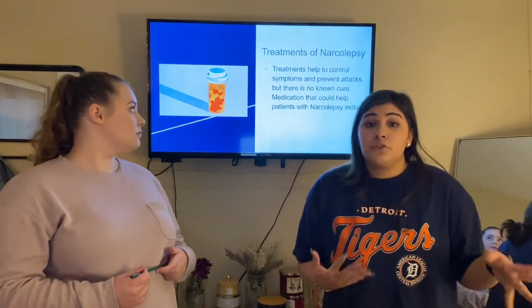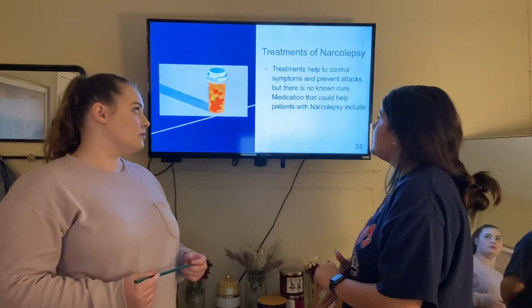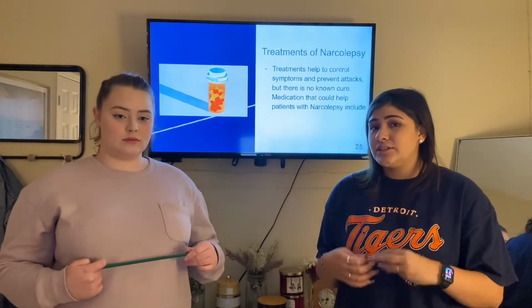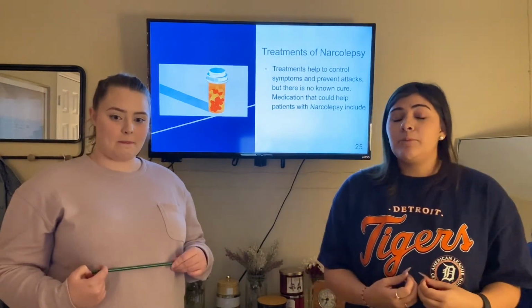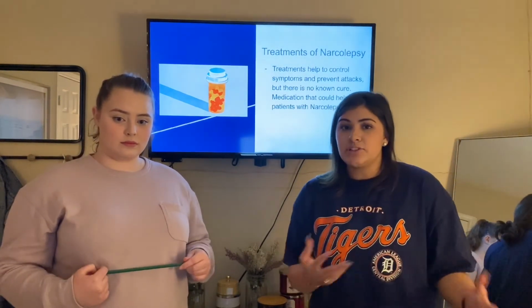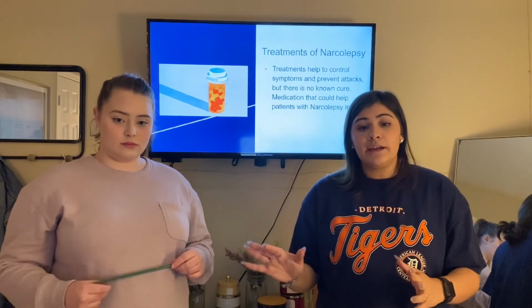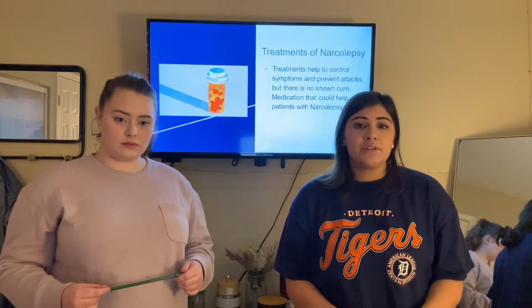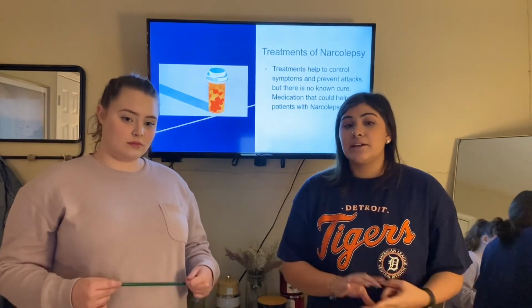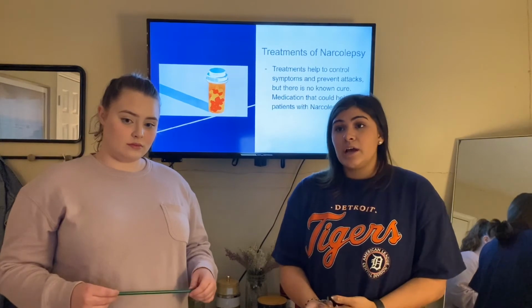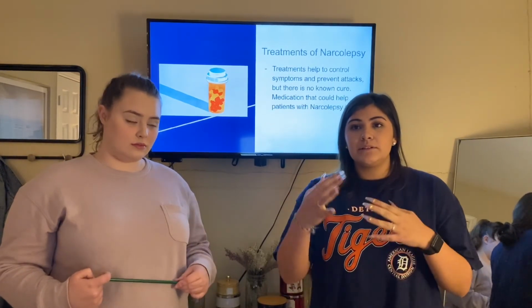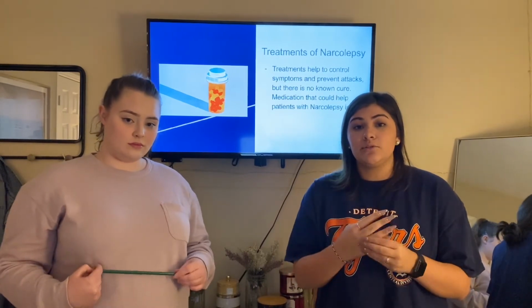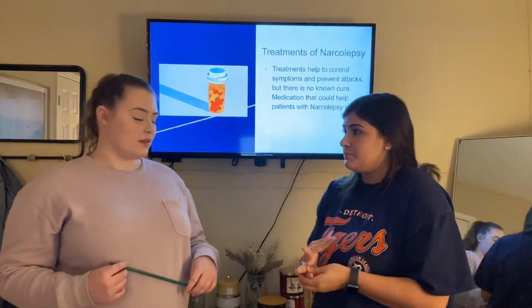So the treatments of narcolepsy: treatments help control symptoms and can help prevent attacks, but there's actually no known cure for narcolepsy, as it's an ongoing disorder that you carry throughout your life. Medication that could help patients with narcolepsy includes things like stimulants and serotonin reuptake inhibitors to help with the dopamine and things like that produced throughout your brain.